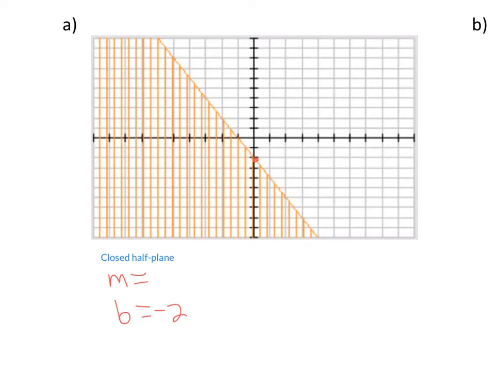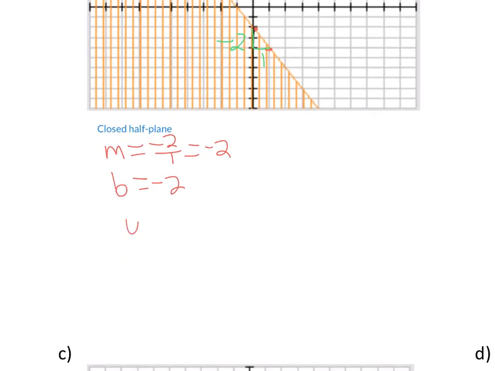And let's pick another point here. Here's another point. My slope is down 2, right 1, which is negative 2 over 1, which equals negative 2. So I know my inequality is going to be y something, not sure what yet, negative 2x minus 2. I need to figure out what goes here.